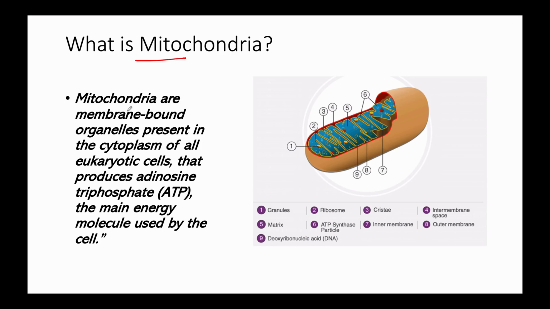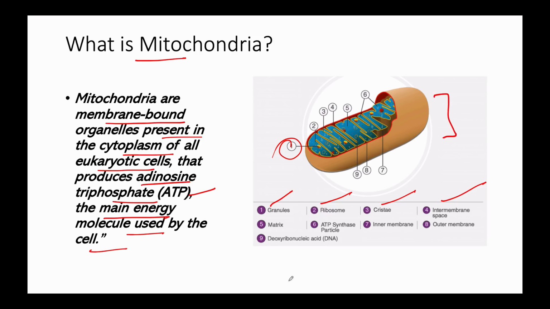Now we'll talk about mitochondria. The definition of mitochondria: these are membrane bound organelles which are present in the cytoplasm of eukaryotic cells that produce adenosine triphosphate, the main energy molecule used by cells. Here the labels are granules, ribosomes, cristae, intermembrane space. So you should know this diagram. It is very important from the examination point of view, where general science can be asked. Matrix, ATP synthase, inner membrane. So the numbering you can see.